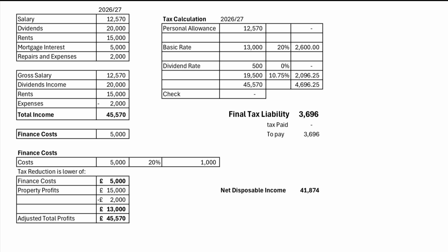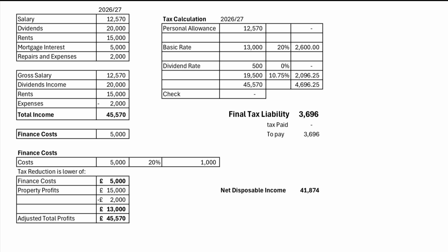In terms of our net disposable income, we're now looking at a figure of $41,874, which is going to be lower than you would have received in a previous tax year with the same amount of gross income, because of this 2% increase in dividend tax.